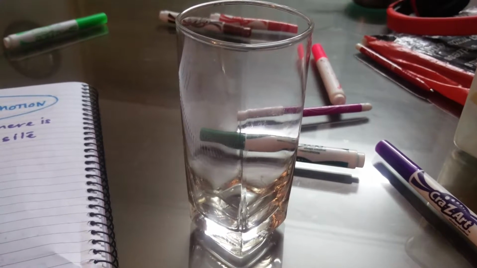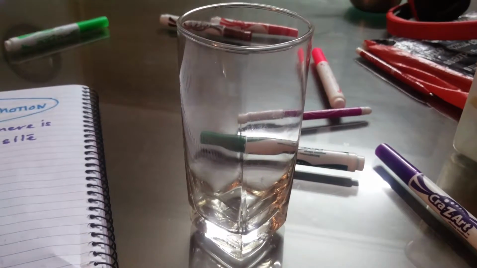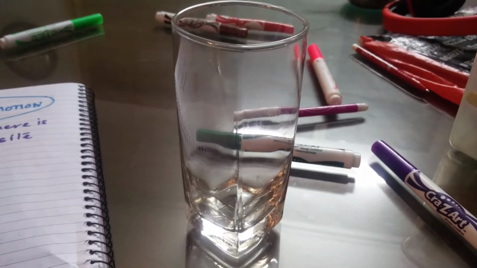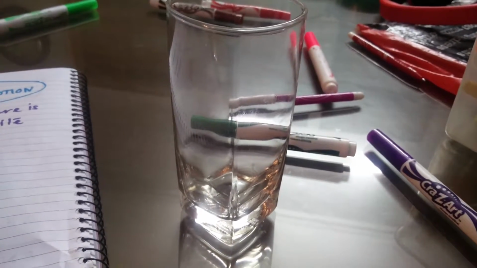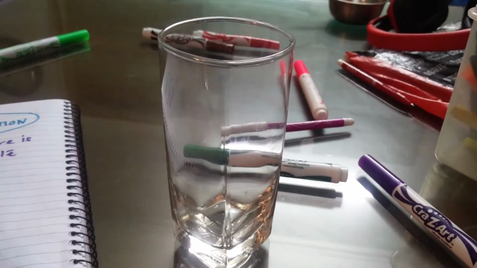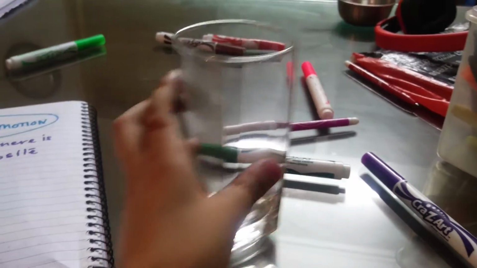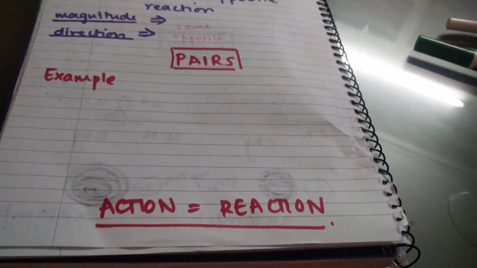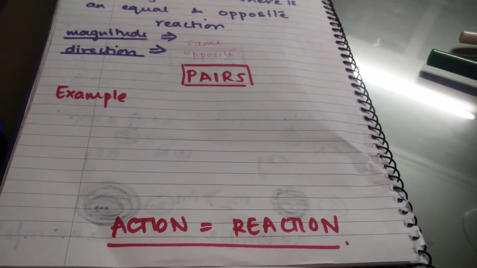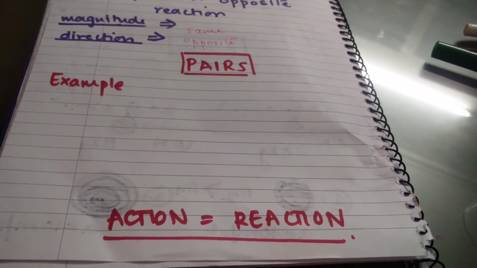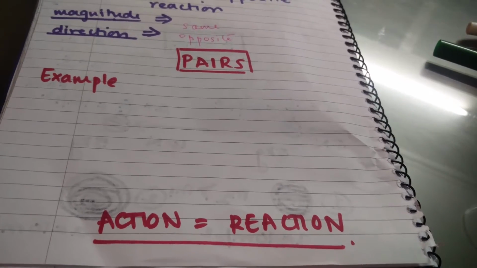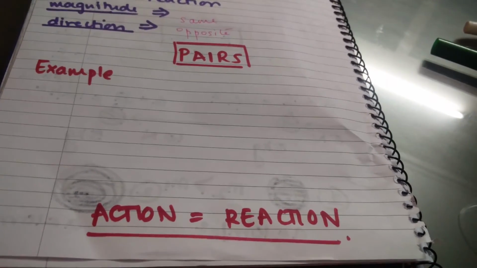So if 10 Newton is the force that the glass exerts on the table, the table is also exerting a force of 10 Newtons on the glass in the opposite direction, causing the resultant force to be 0 Newton and the glass to remain exactly where it is. So this is what brings us to the concept of action and reaction. Action is equal in magnitude to the reaction but opposite in direction.